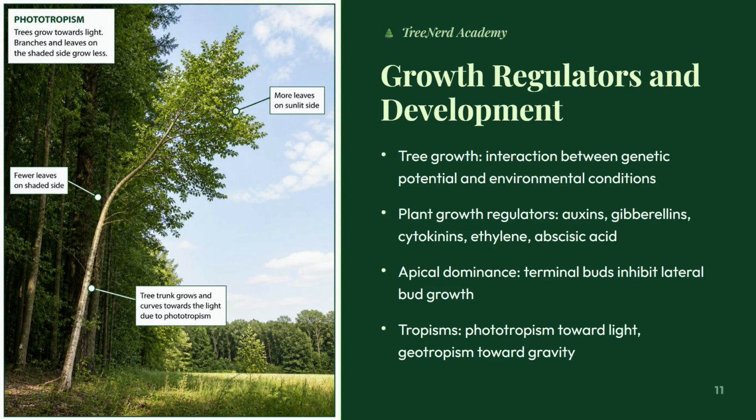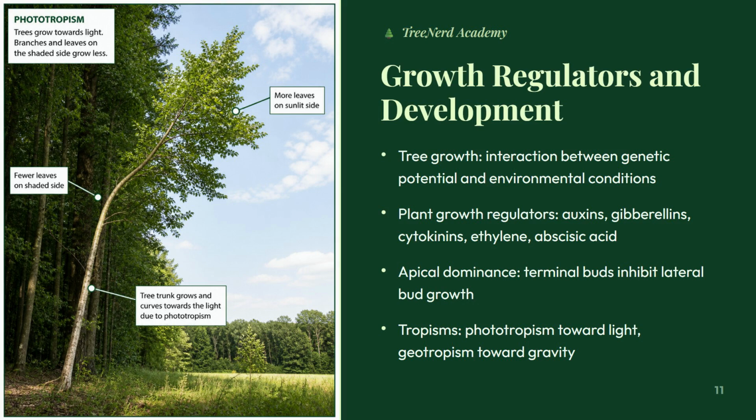Tree growth results from interaction between genetic potential and environmental conditions. A species may have genetic potential for 150 feet, but urban environments often limit that expression. Plant growth regulators control these processes: auxins, gibberellins, cytokinins, ethylene, and abscisic acid.